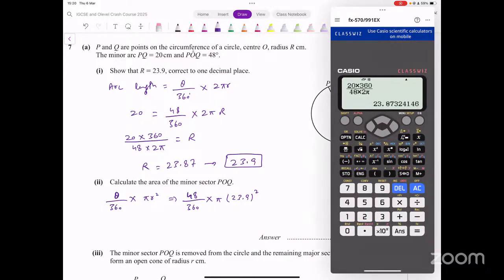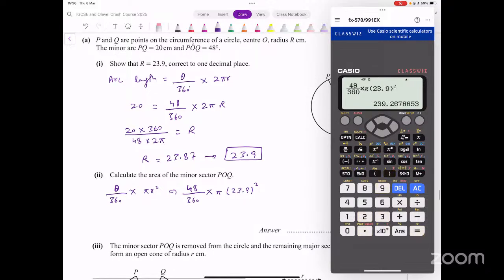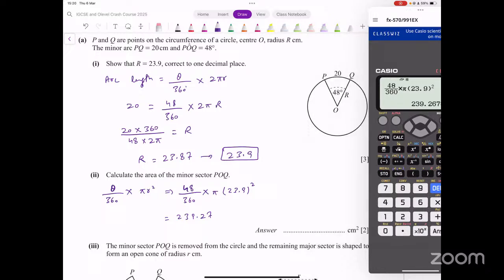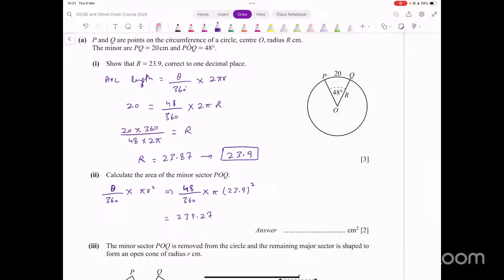Let's see what that turns out to be. 48 divided by 360 times pi times 23.9 whole squared. And that gives us 239.27. Now you round it off to three significant figures because this is not an exact answer, and that will give you 239. That's the result that you get from this.